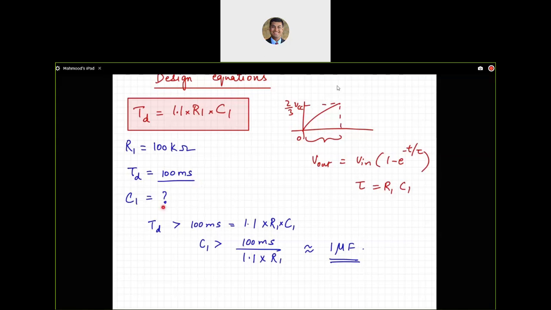For that, we would have to pick a certain C1. And if you do go through this calculation of desired duration is over 100 millisecond, we have 100K for R1, that C1 will come out to be a value of close to 1 microfarad. And we have done that experiment in the previous class where we used the R1 as 100K and C1 as 1 microfarad run through the experiment.